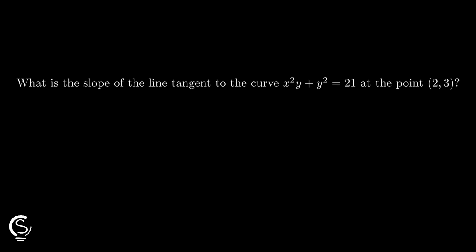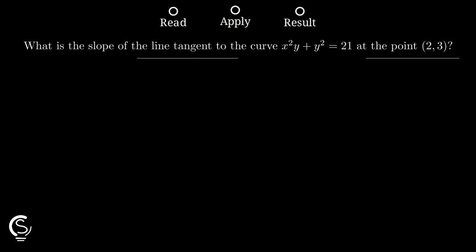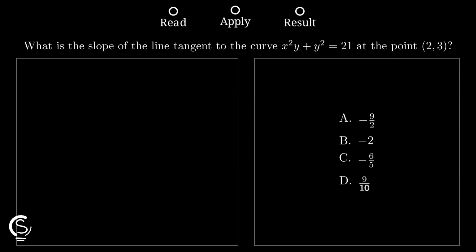I got your back. Implicit differentiation makes this tangent slope super fast, and we only need the equation and point to land the correct choice cleanly. To get the slope of the tangent, treat y as a function of x and differentiate the equation x squared y plus y squared equals 21 implicitly.